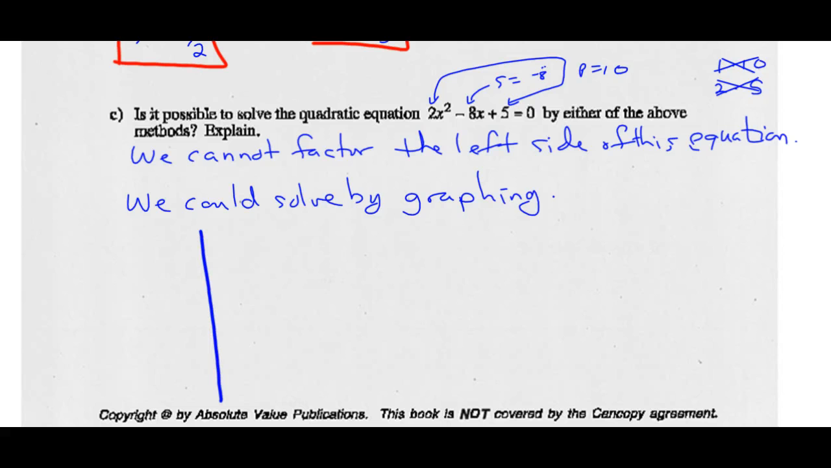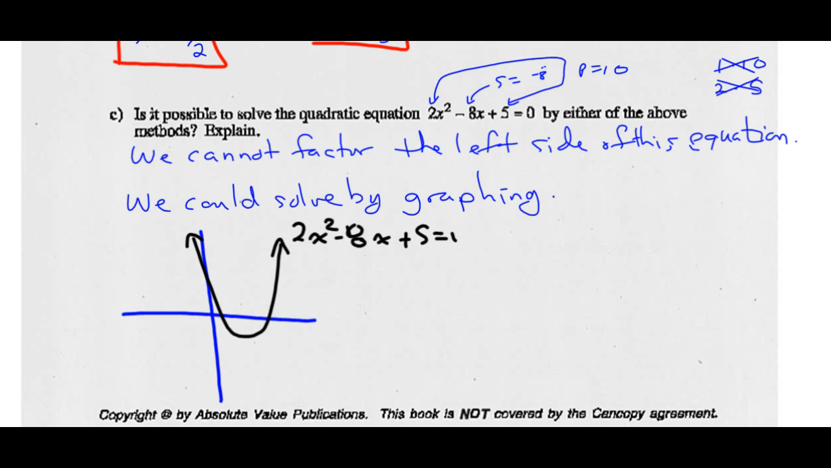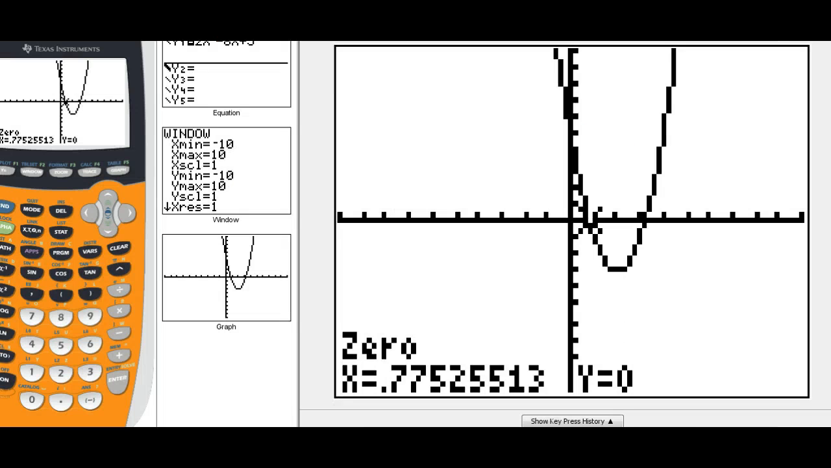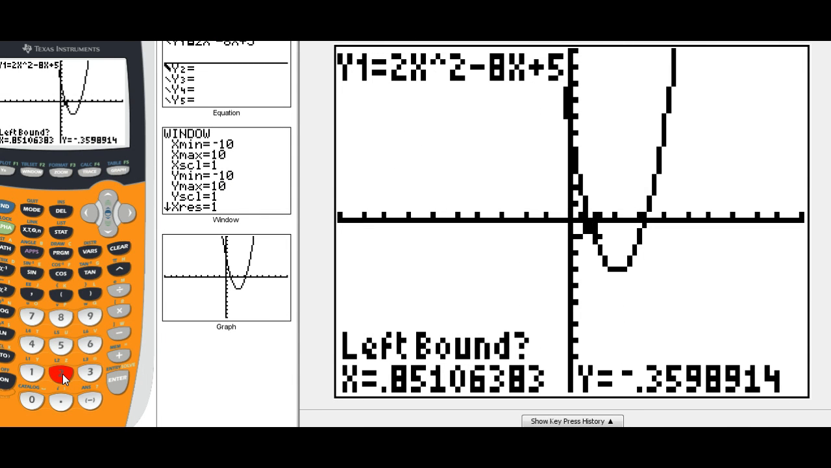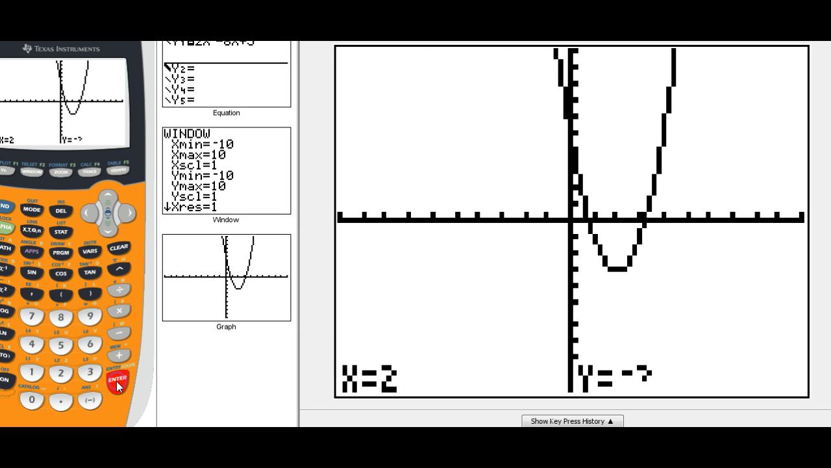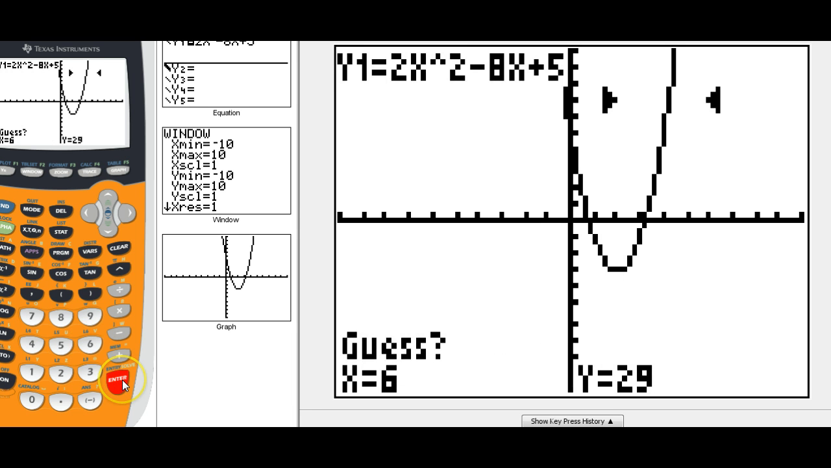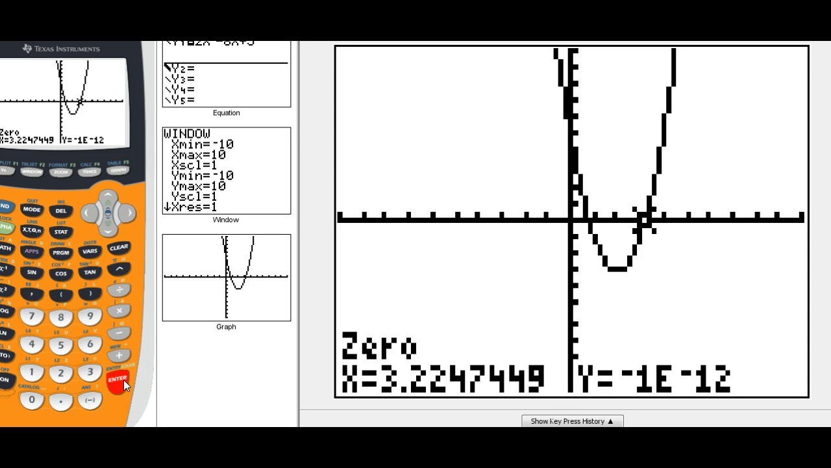So if I were to solve this by graphing, I would draw the quadratic. That's the graph of 2x squared minus 8x plus 5 equals y. And this first x-intercept would be 0.78. And let's find the second x-intercept. So I can calculate the zero, get left of it, get right of the second one, and it looks like it's 3.22.